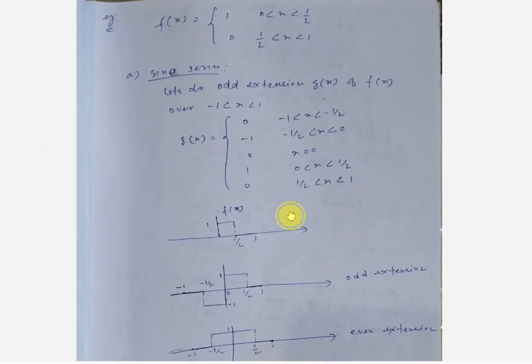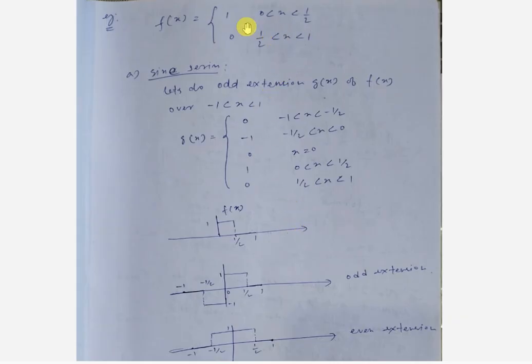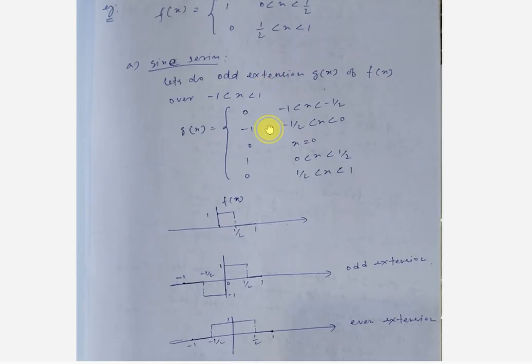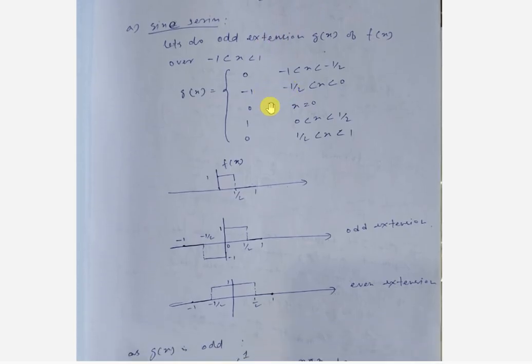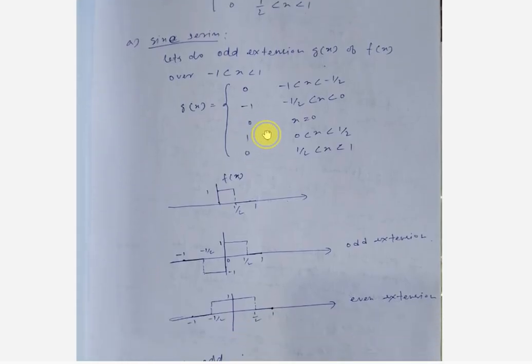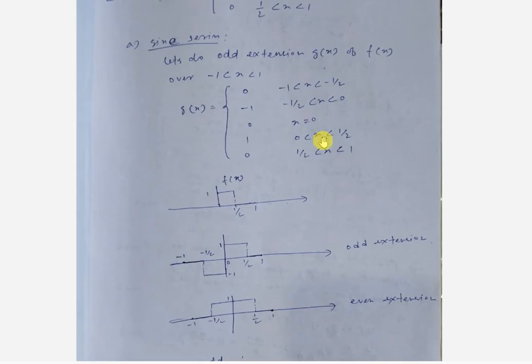Next, f of x is a function defined as 1 from 0 to half and 0 from half to 1. Let's do the odd extension. Odd extension means we need to define the function on the interval from 0 to minus 1, since it is only defined from 0 to 1. When we define it, it will become negative. From minus half to minus 1, it will become 0.